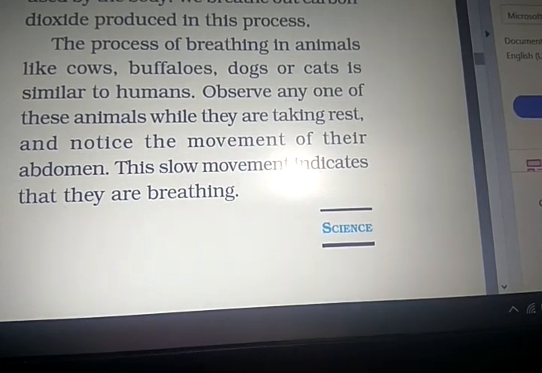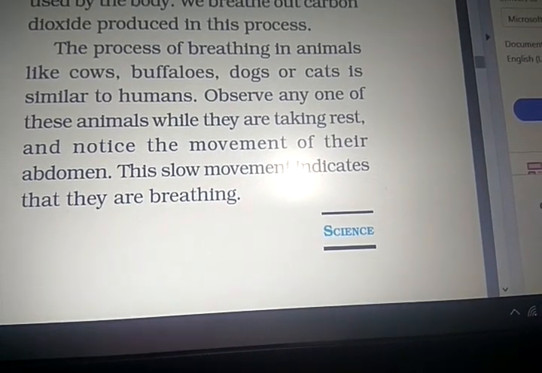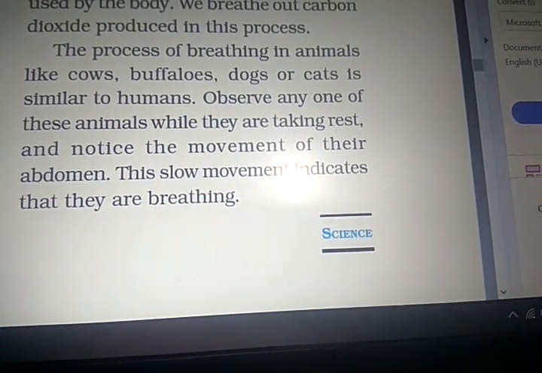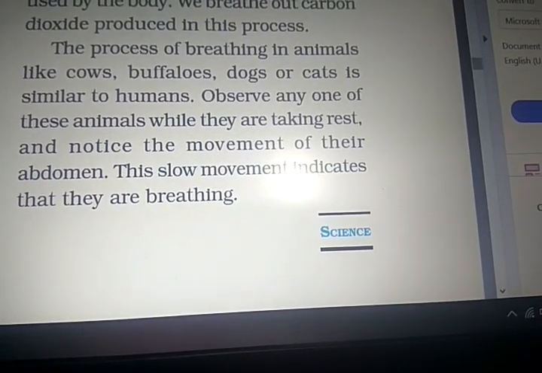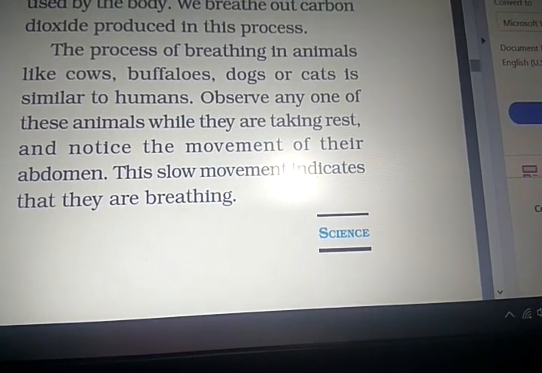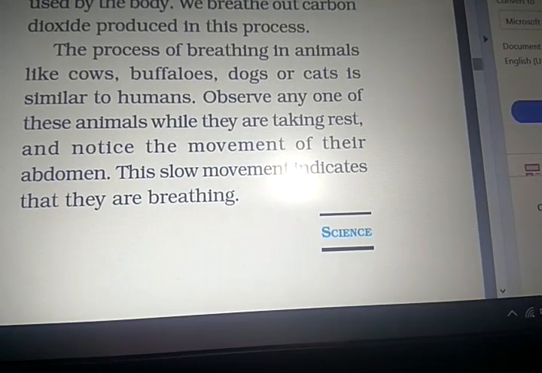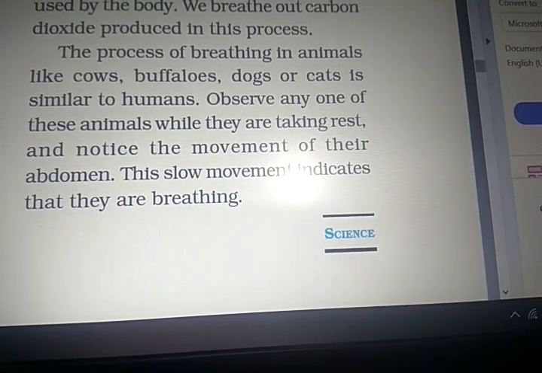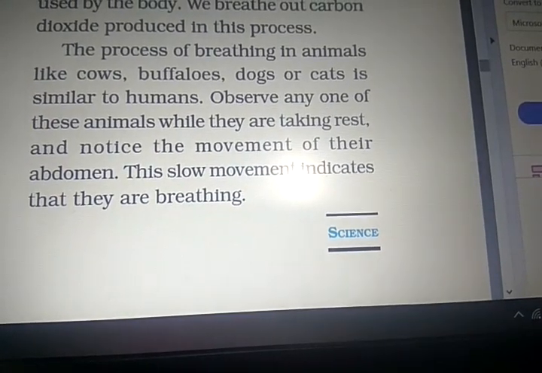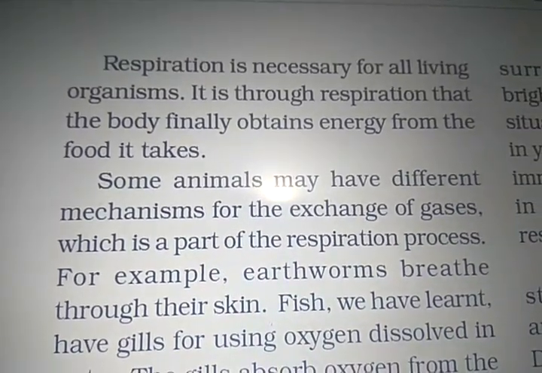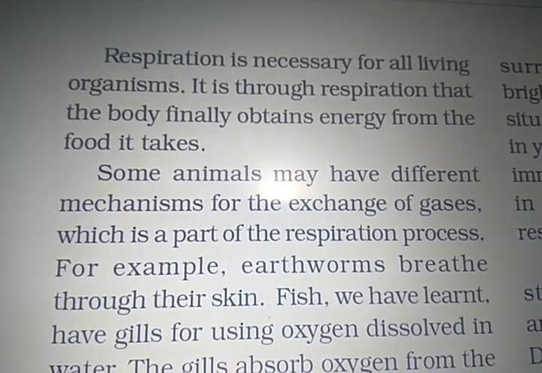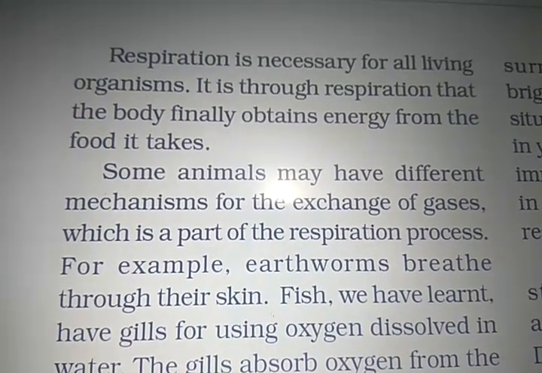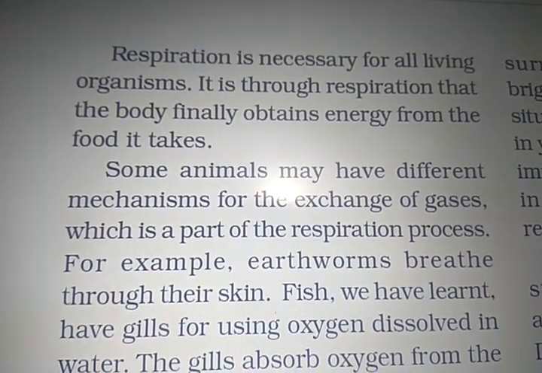The process of breathing in animals like cows, buffalo, dogs, and cats is similar to humans. Observe any one of these animals while they are resting and notice the movement of their body. This movement indicates that they are breathing. So we can say respiration is necessary for all living organisms. It is through respiration that the body obtains energy from the food it takes.